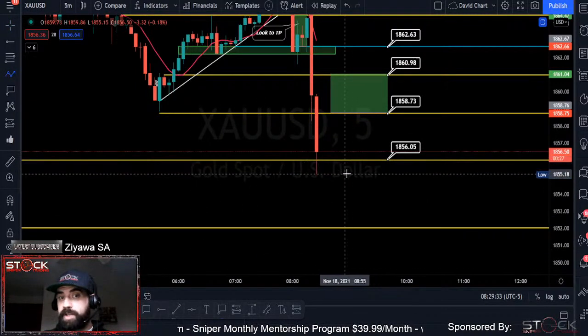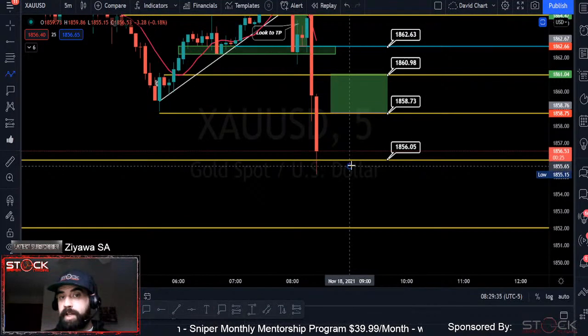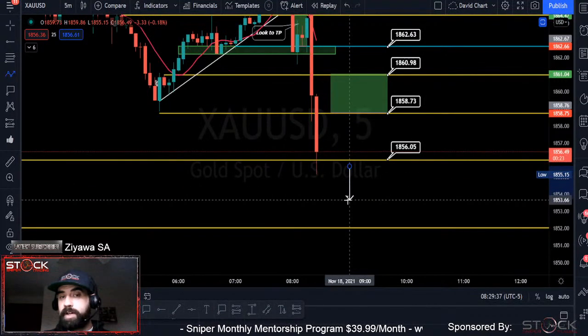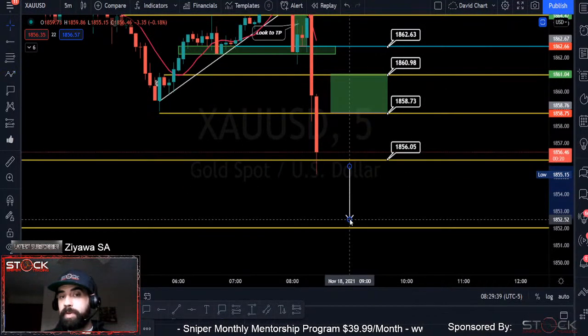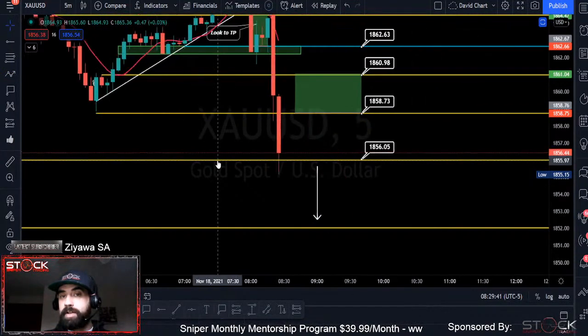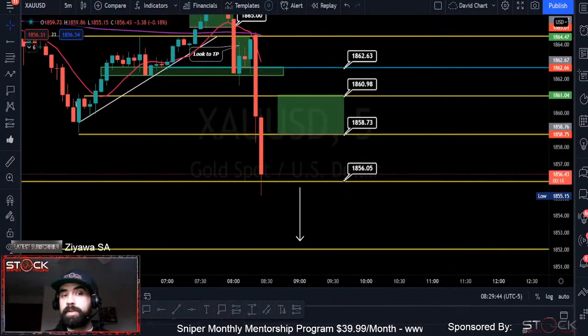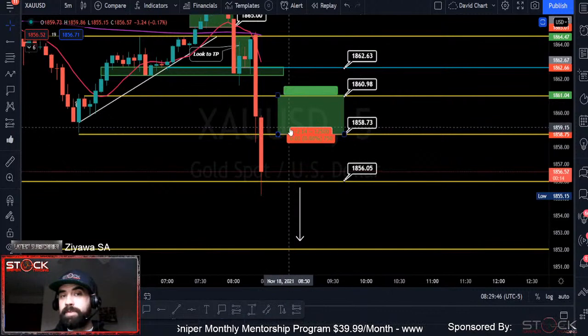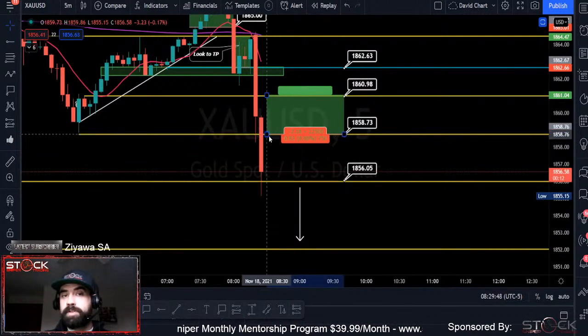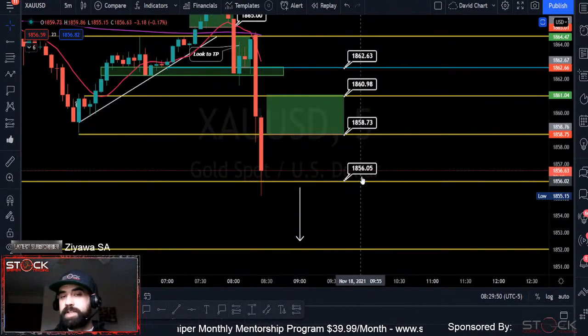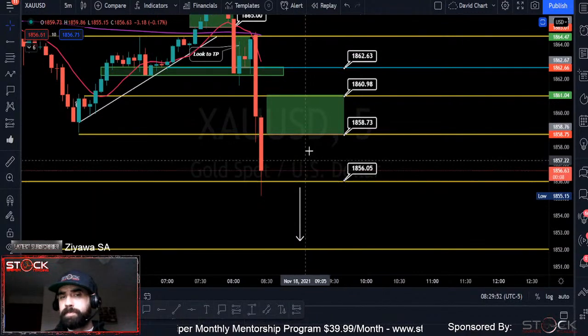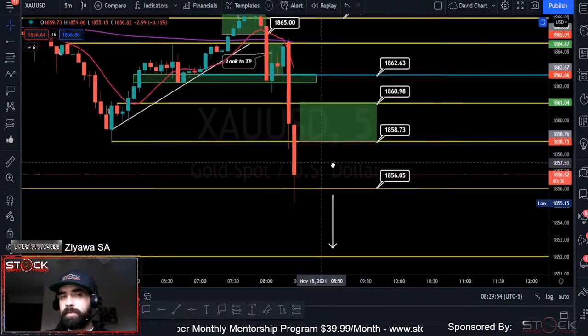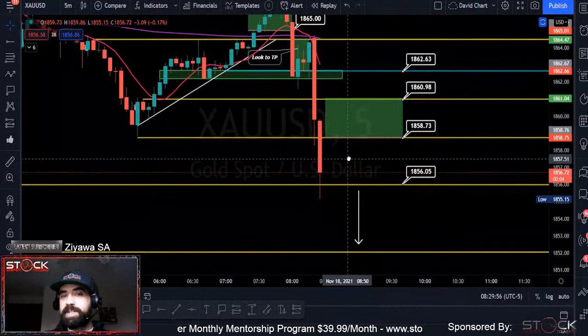If it's going to dump below this previous wick, down in here, it's going to continue in the sell and come all the way down here. That's the next area. If not, 1858.73, price is going to open up and it's going to reverse. So let's wait and see. 1856 for the sell, 1858.73 for the reversal buy. 6 seconds left, guys. Let's watch and see now.